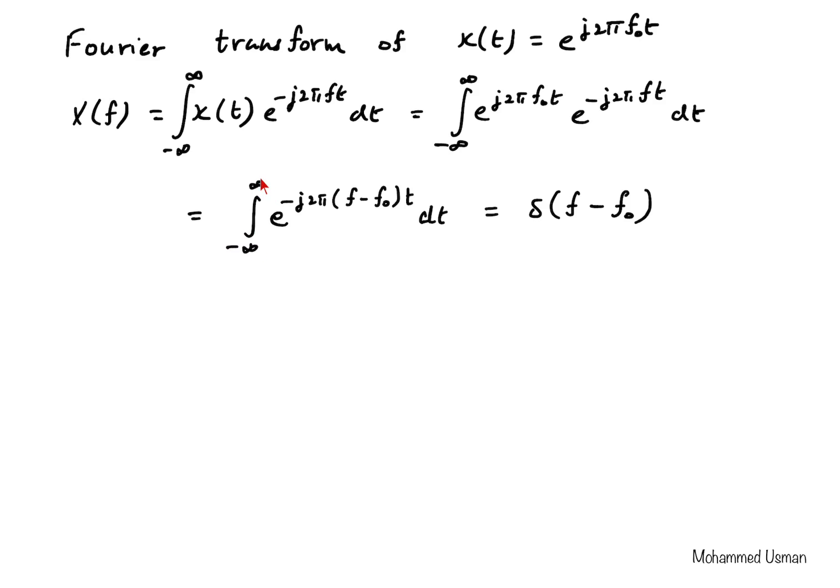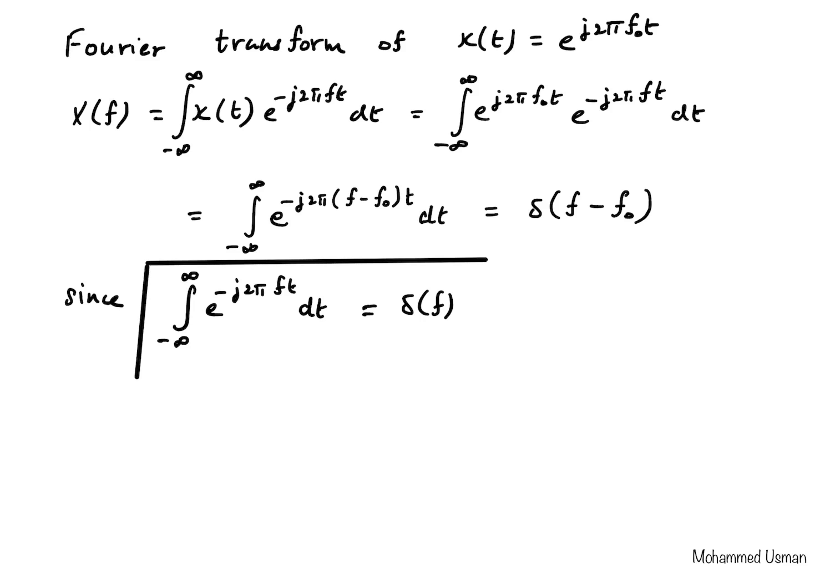Integrated from minus infinity to infinity, and that integral is basically equal to delta of f minus f naught. And how that comes is because, let me write that, the integral from minus infinity to infinity of e power minus j 2 pi ft dt is equal to delta of f. So that's the standard relationship. I'll put that in a square.